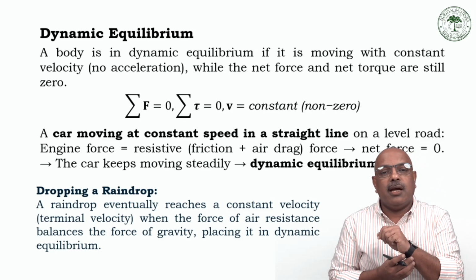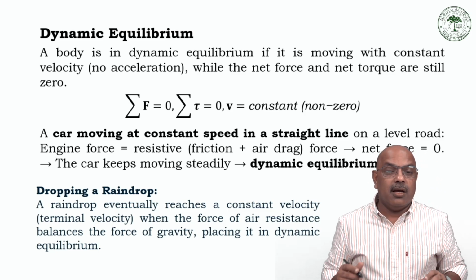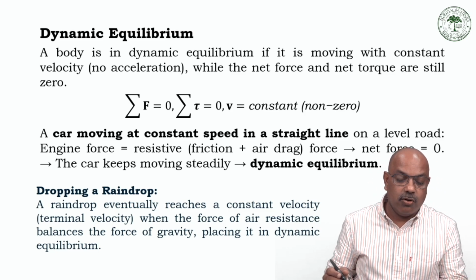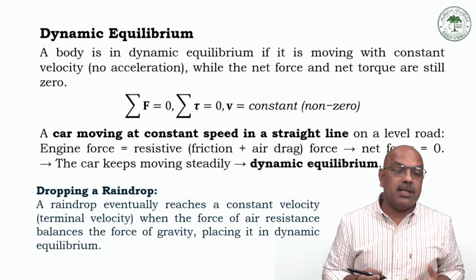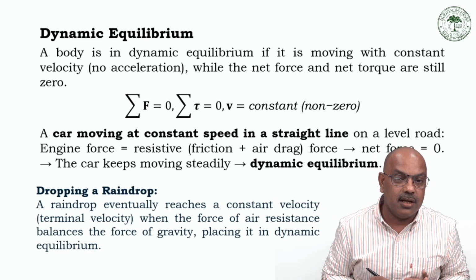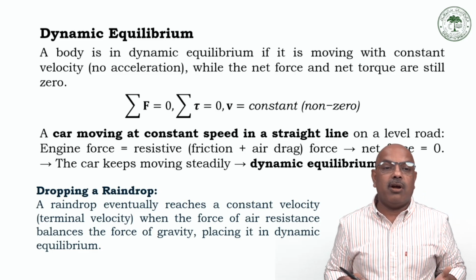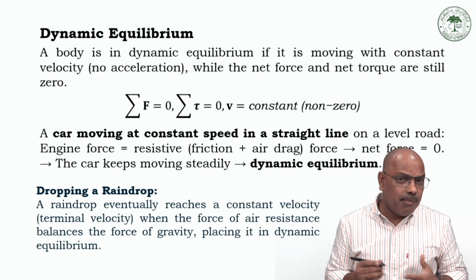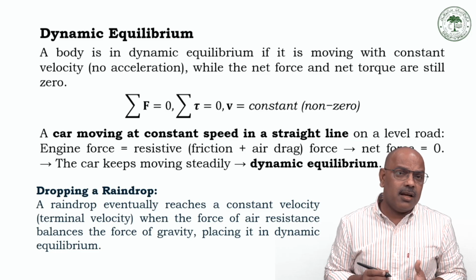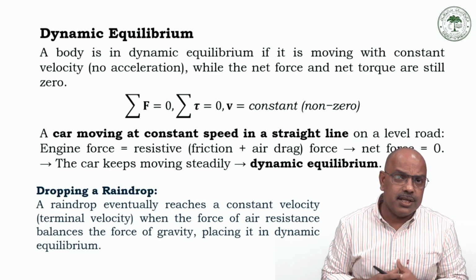In dynamic equilibrium, the system is in motion. A body is in dynamic equilibrium if it is moving with constant velocity. That means there is no acceleration, while the net force and the net torque are still zero. So if something is in motion, then the concept of dynamic equilibrium applies.